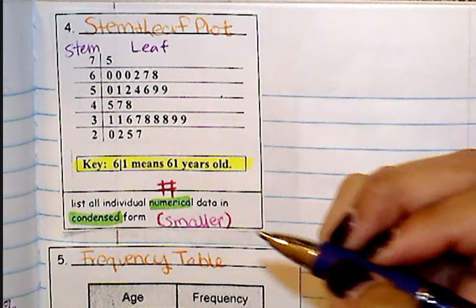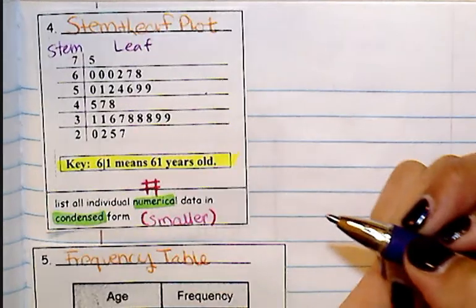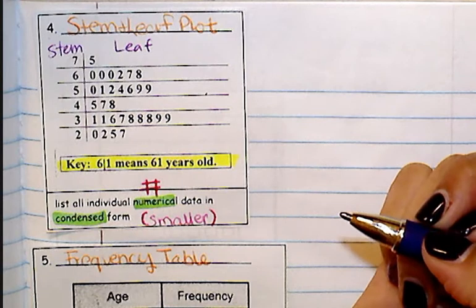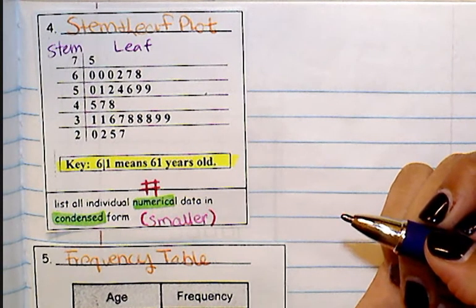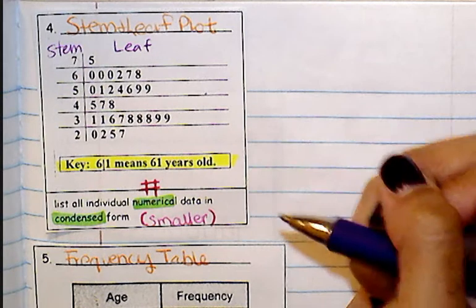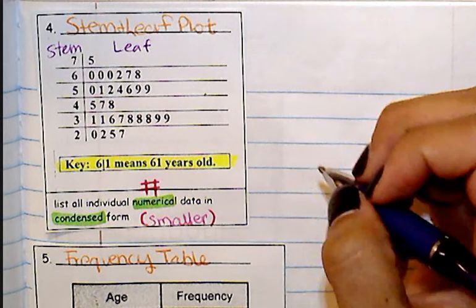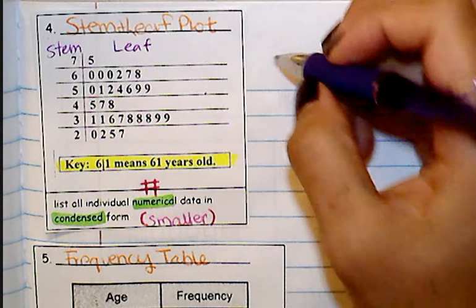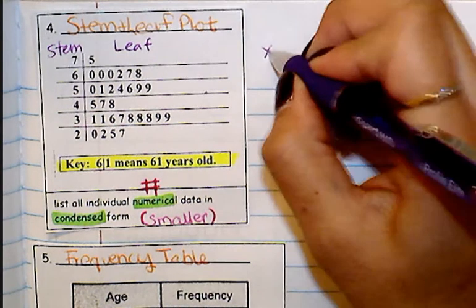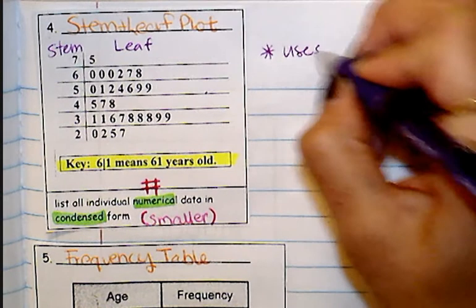On the key, the stem can also have more than one digit. Okay, so it could have the tens and the hundreds place. This one is good for place value. We use place value here. Again, you heard me talking about the tens and the ones place and the hundreds place.